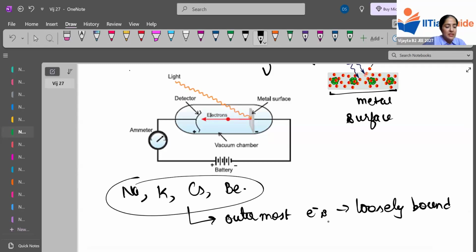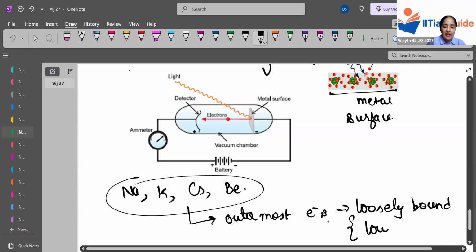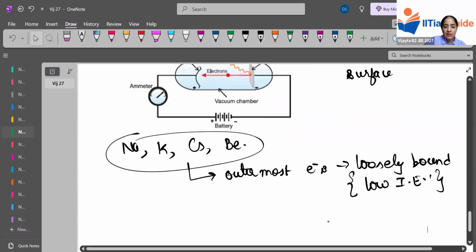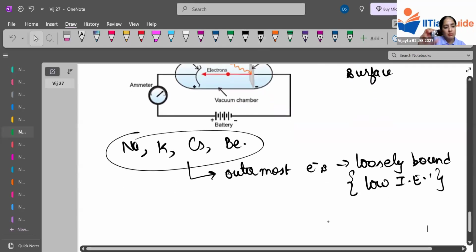Those who have studied the ICSE board must have studied ionization potential. So you can write down here, loosely bound means low ionization energy. I will explain this in chapter 3, don't worry, and we will do good questions on it. For now, just write loosely bound. So they take less energy to be taken out of their orbits, right?